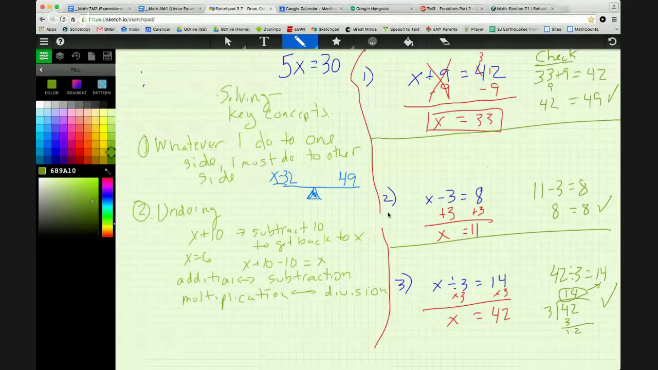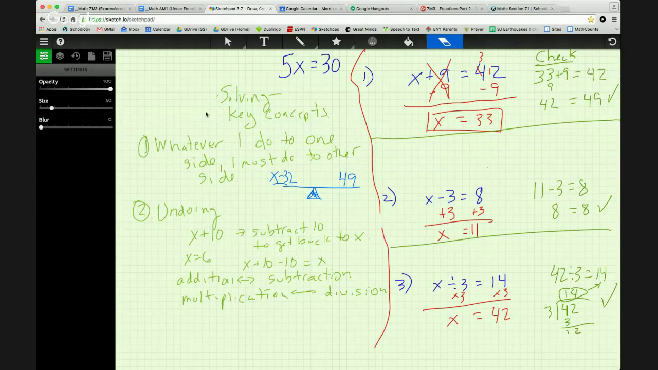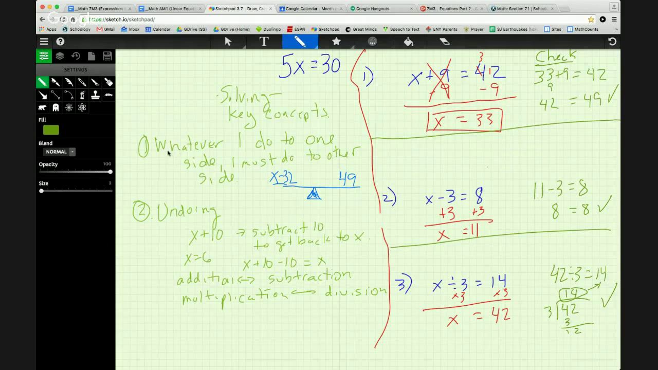Let's get going. So we learned last time a little bit about how to solve equations, and this is the ending slide from that last video, where when we solve equations, we have to remember that whatever we do to one side of the equation, we must do to the other. So here's some examples. We subtracted 9 from both sides. Here's an example where we added 3 to both sides in the course of solving our problems, multiplied both sides by 3. Now, the other key concept is that to undo operations, subtraction undoes addition, and multiplication undoes division.